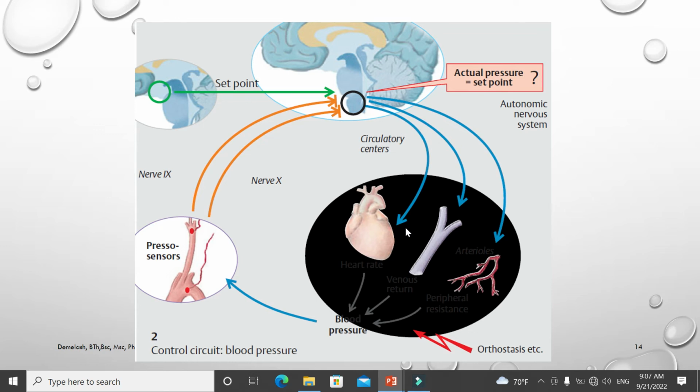An efferent signal will be sent, and the efferent signal will act on the heart and on the blood vessels, the arterioles. So the peripheral resistance will increase, the venous return will increase, then the heart rate will increase, then the blood pressure will increase. Conversely, the opposite will occur in the same fashion, but in different ways.